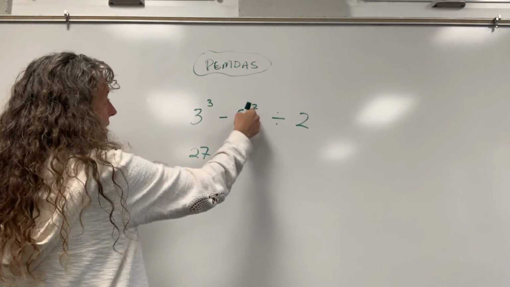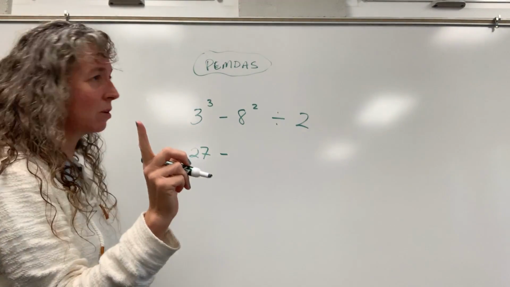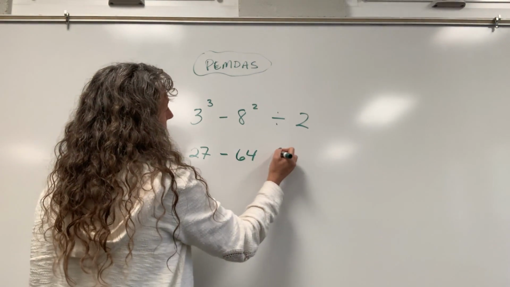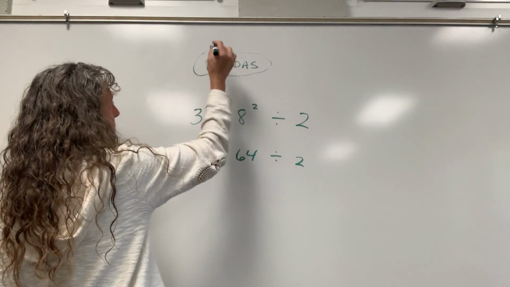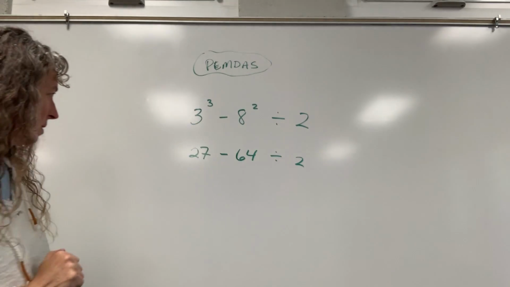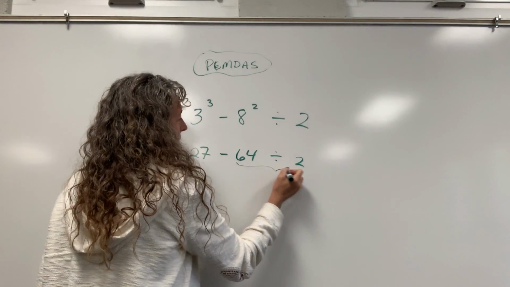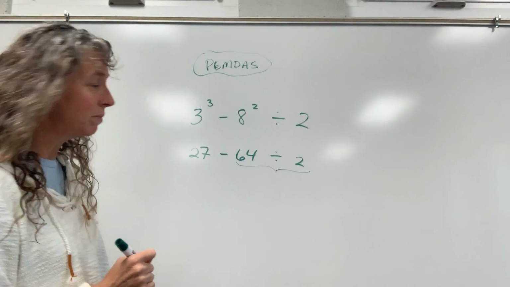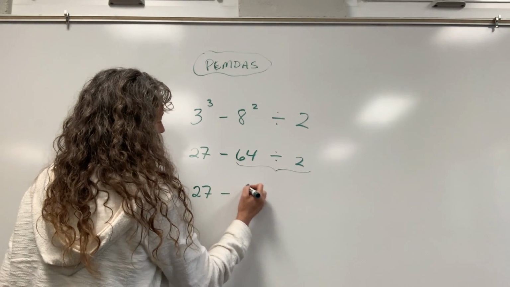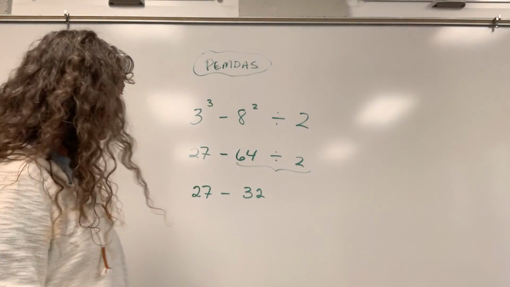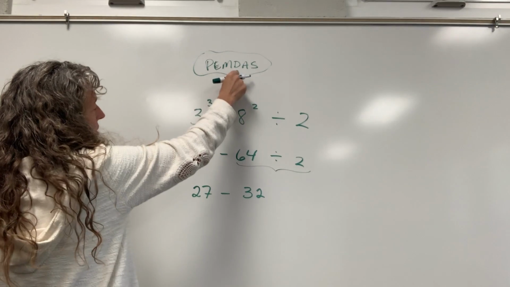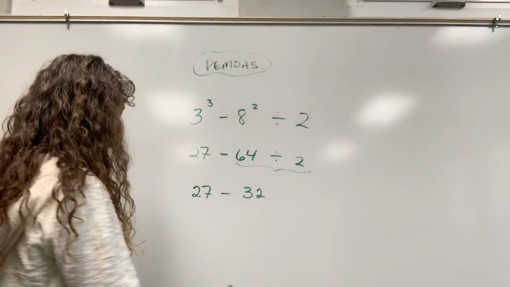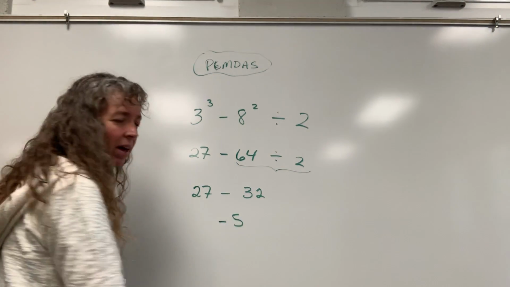Okay, I have a minus. We have another exponent right here, so we'll go ahead and do that. 8 squared is 64. All right, so now we've simplified our exponents. Now we do multiplication or division. I have a division problem right here, so let's go ahead and take care of that next. What's 64 divided by 2? Okay, it's 32. If you don't know, plug it into your calculator. Now we've done all multiplication and division, so now we can do adding and subtracting. 27 minus 32 is negative 5, and we're done.